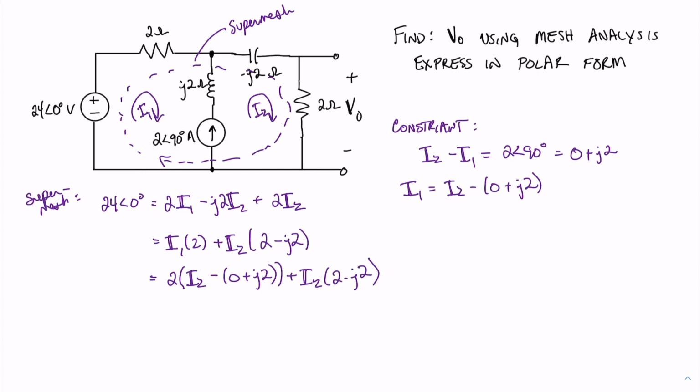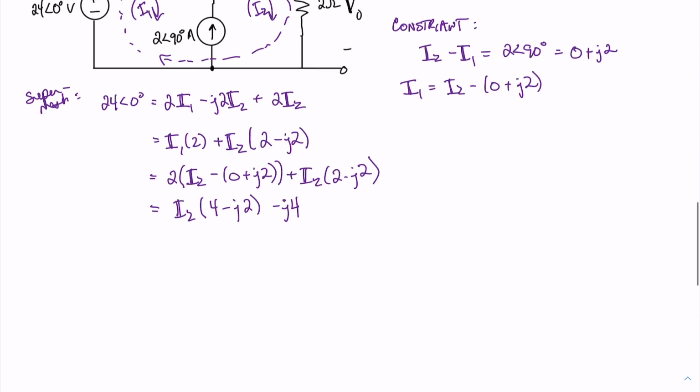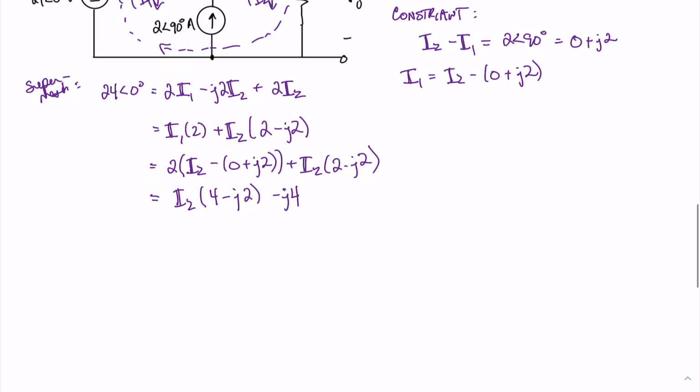Now simplifying this and isolating our variable I2, I get that the right-hand side is I2 times the quantity of 4 minus J2, minus J4. Now I can add J4 to both sides of the equation and then divide by 4 minus J2 to isolate I2. And what I get is I2 equals (24 plus J4) divided by (4 minus J2), which equals 4.4 plus J3.2.